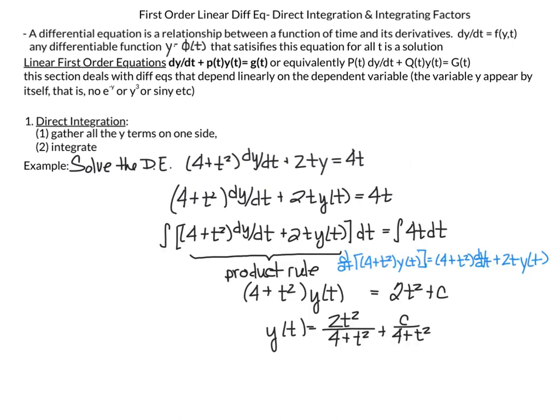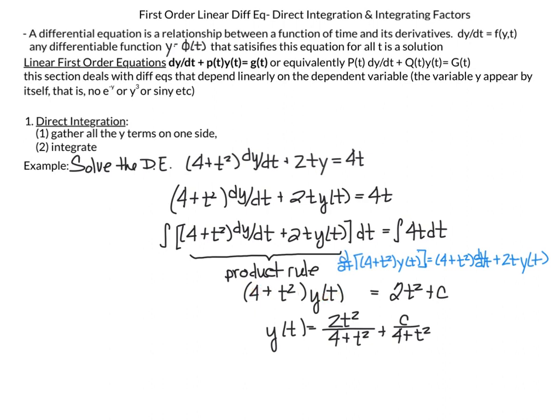My next step is to integrate. So I'm going to integrate with respect to t. So I have the integral of (4 plus t squared) dy/dt plus 2y, y of t, all of this integrated with respect to t, and then on this side I have the integral of 4t dt. And when I integrate, I find that this is equal to (4 plus t squared) y of t. And just to verify that is the case, remember I have to use the product rule.